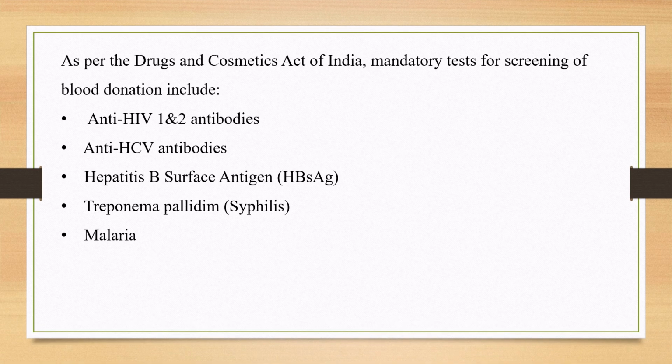As per the DNC Act of India, there are five mandatory tests for screening of blood donation. First is the anti-HIV 1 and 2 antibodies, anti-HCV antibodies, hepatitis B surface antigen. For syphilis we have a test, and for malaria.